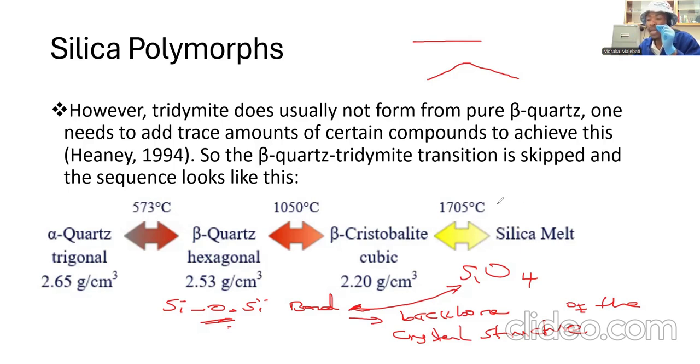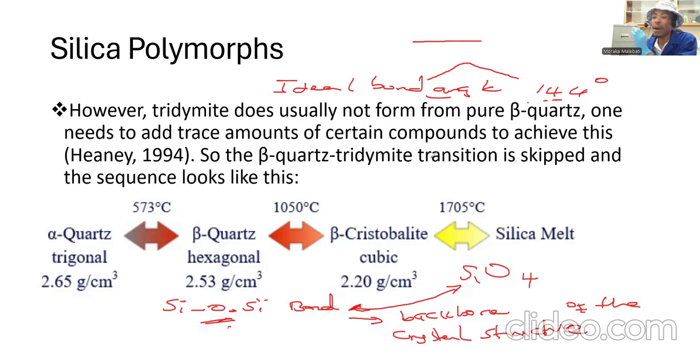Why must it always be maintained? Because it has what you call the ideal bond angle. These minerals usually have an ideal bond angle of 144 degrees. The quartz must always maintain the ideal bond angle of 144. But obviously, this angle will vary depending on the crystal structure and the temperature.